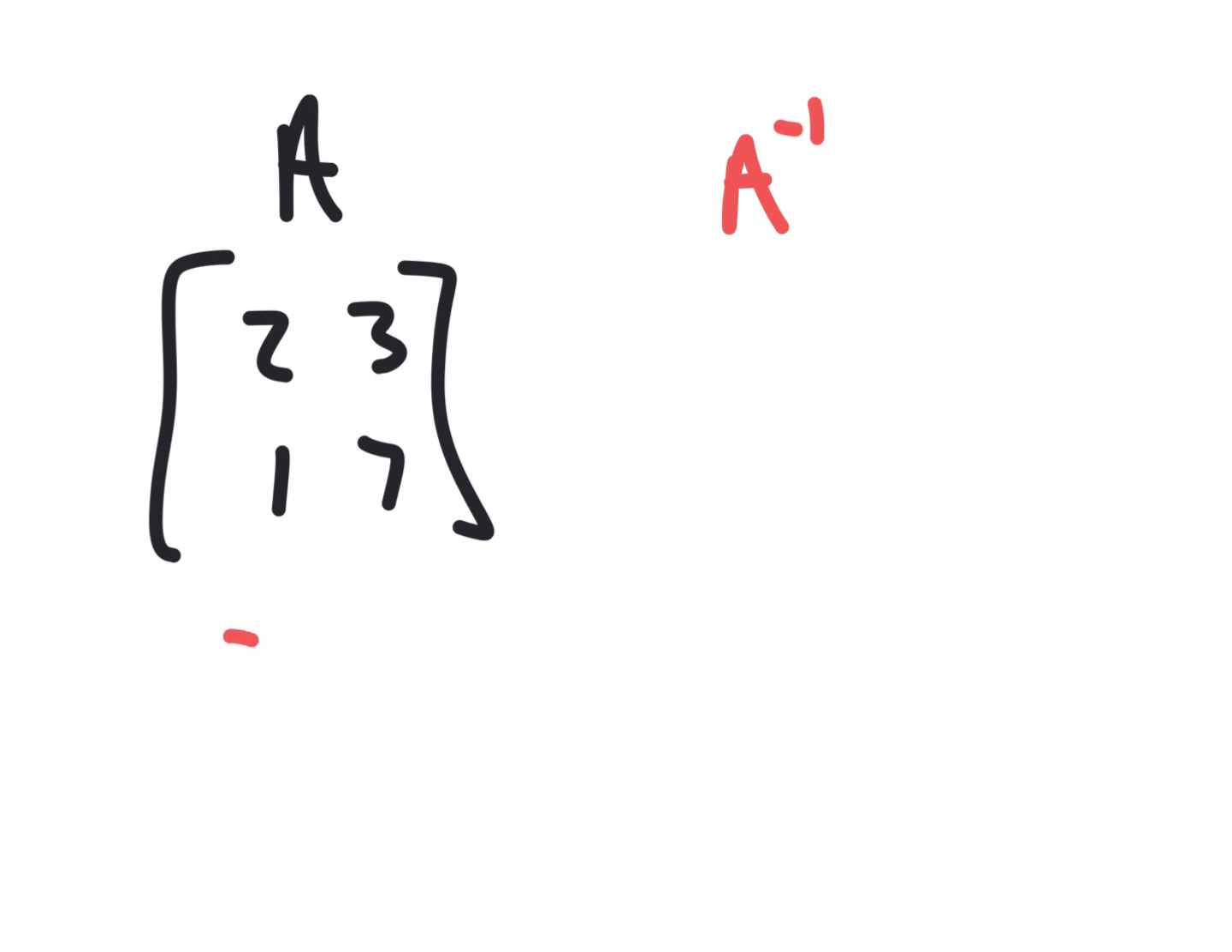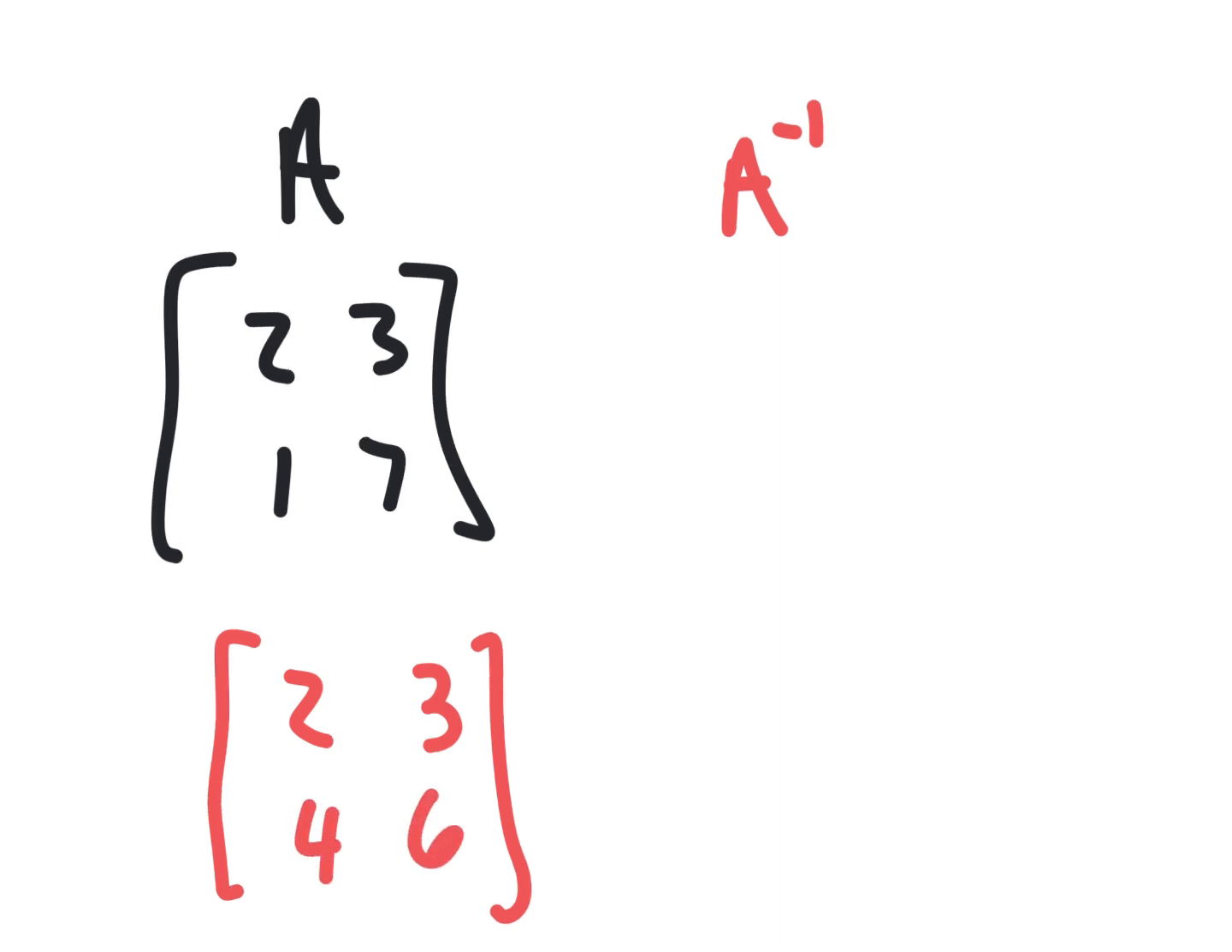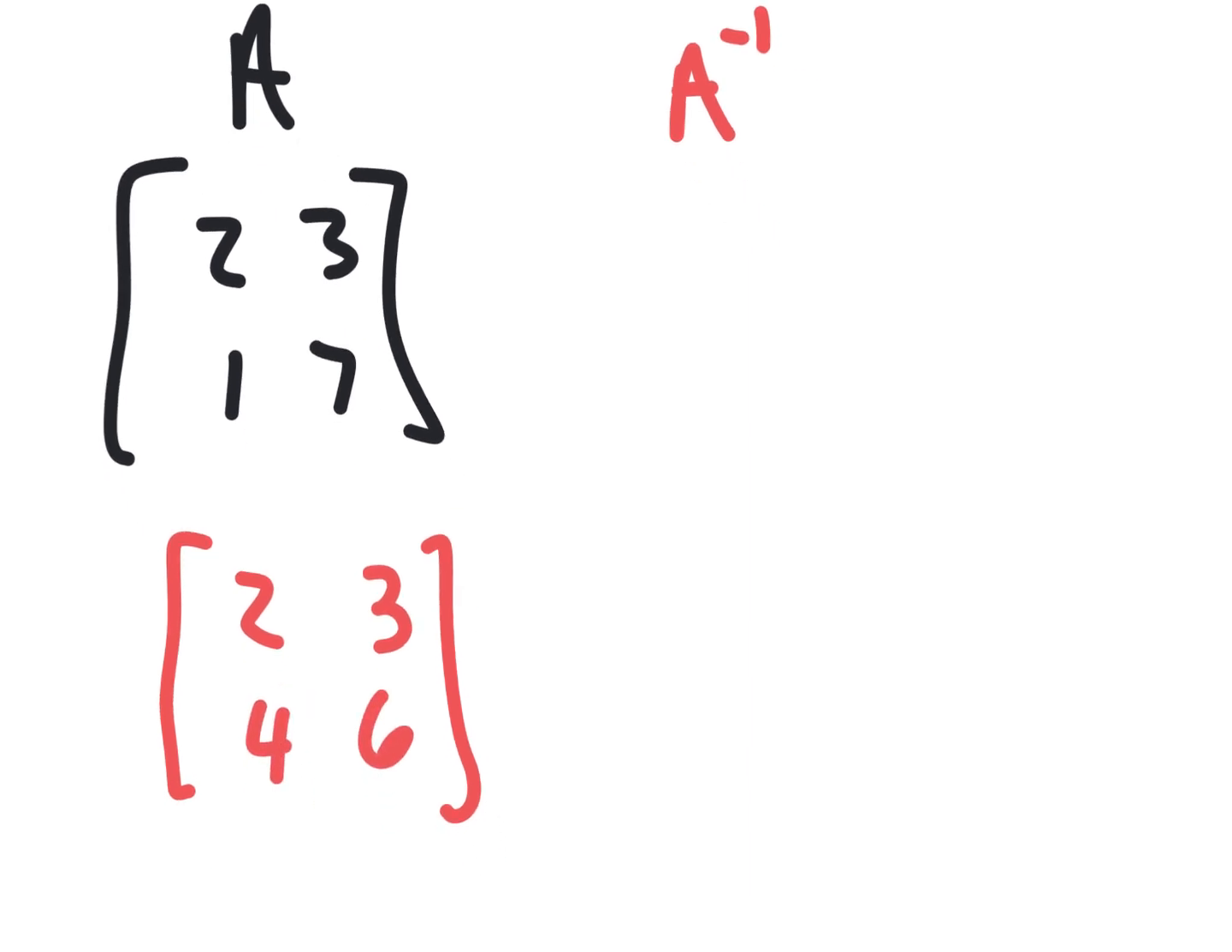Now, let me show you why that would happen. What if I had, don't write this down, just listen. That was a bad choice. I'm going to make this a 4 and a 6. Why would this one fail? It could not get an inverse for that one.